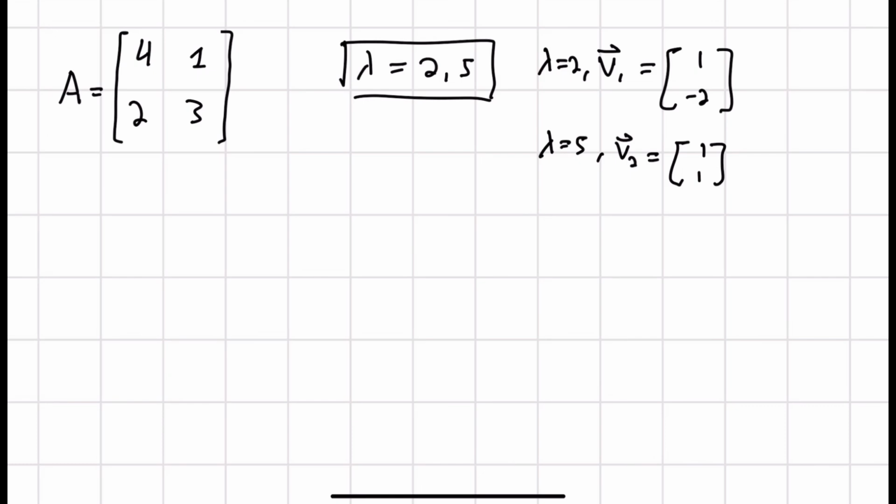So now let's give a quick recap. When our first eigenvalue, let's call that lambda 1, is equal to 2, then our eigenvector, let's call that v1, is equal to 1 and minus 2. And when our second eigenvalue, let's call that lambda 2, is equal to 5, our eigenvector, let's call that v2, is equal to 1, 1.